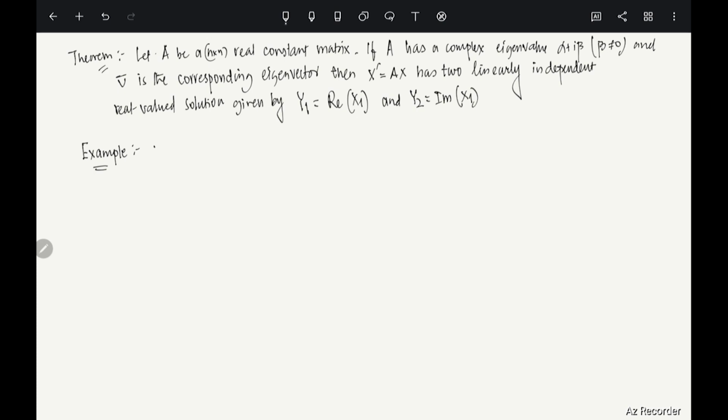So let's say I have this system x prime equals the matrix [2 1; 0 2] times x, and I want to find the eigenvalues. This doesn't have any complex eigenvalue. Let me change it to a complex eigenvalue: maybe [1 1; -1 1]. Let me do it this way, so it will have complex eigenvalues. So what are the complex eigenvalues? 1 plus minus i.